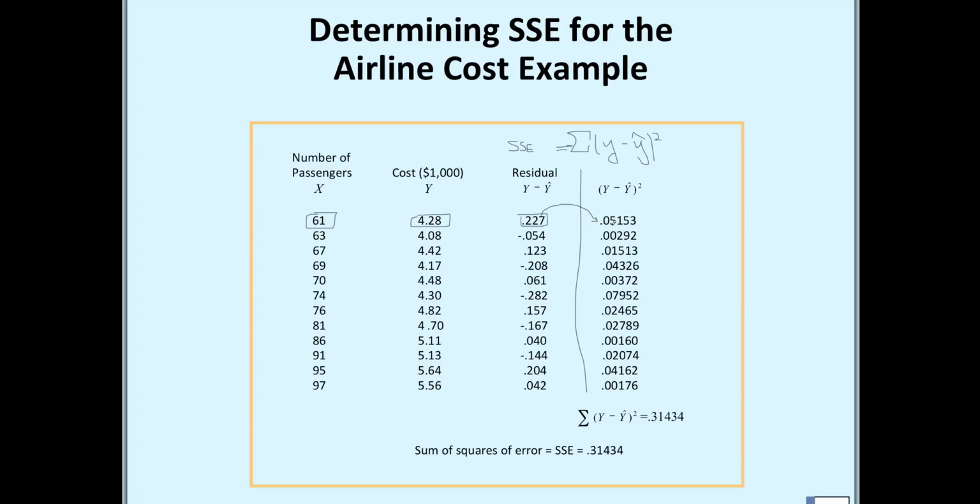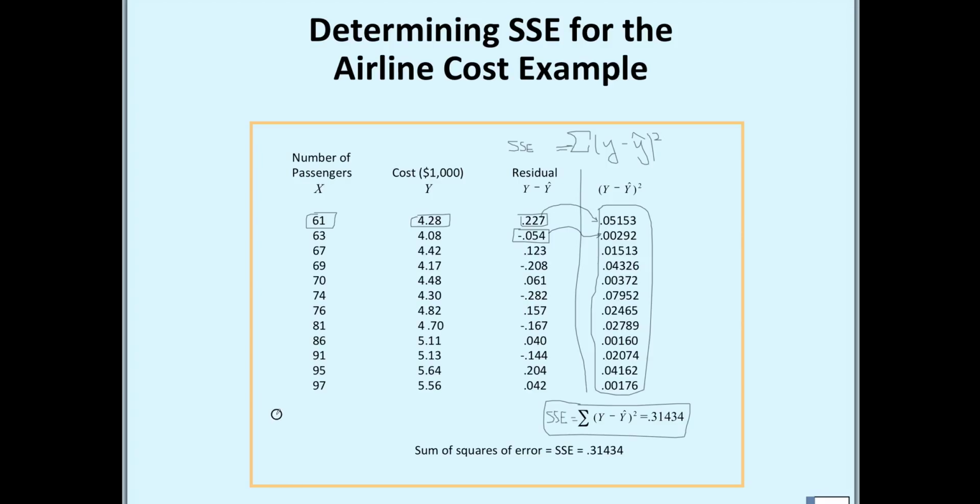So here 0.05153 is 0.227 squared, and negative 0.054 squared is this one, and so on and so forth. So we just squared our error terms. In order to find SSE, we just sum these up. This is the summation of whatever we have on top, and that is SSE, which is sum square error.